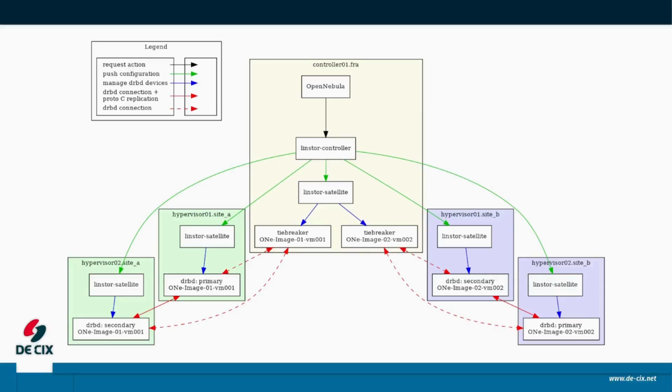When deploying a VM, OpenNebula instructs the LINSTOR controller to set up the DRBDs on the corresponding cluster, for example the cluster of Site A, by cloning a base image DRBD. The DRBDs are set up as primary and secondary with protocol C, which means they are fully synchronous between both hypervisors. Additionally to the DRBDs on the hypervisors, a diskless DRBD is created on the controller's local satellite, which acts as a tiebreaker to avoid split brain situations and scenarios where an automatic failover would start the VM on the other node while it's still running on the previous node.